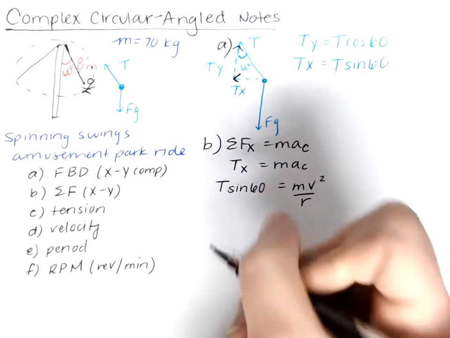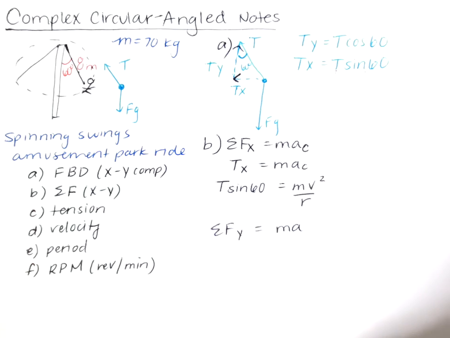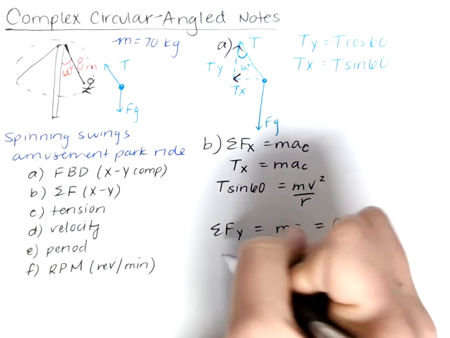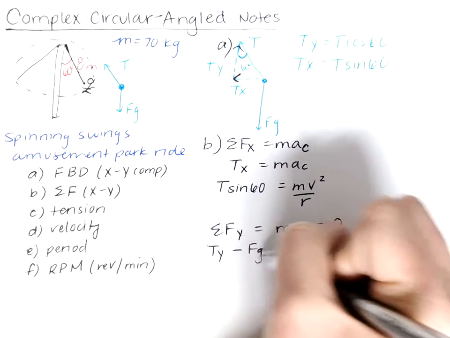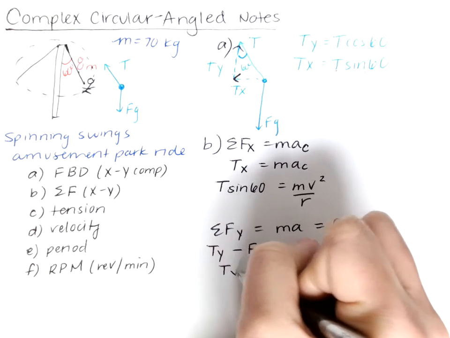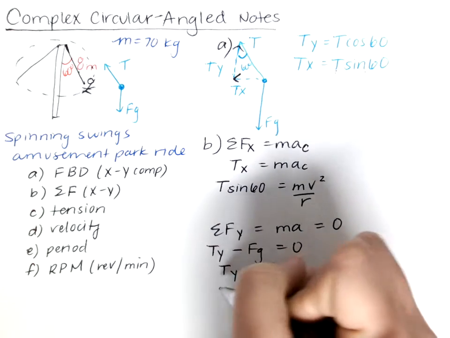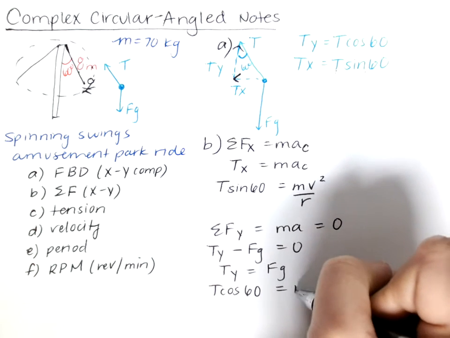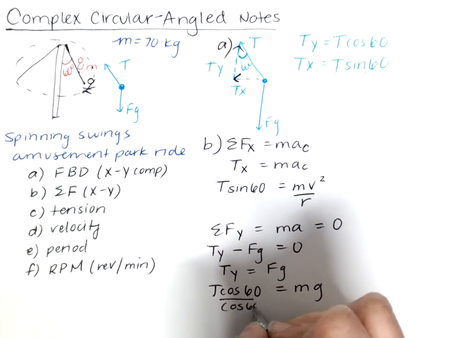We're going to leave that be for a moment and do our y equation. The person is not accelerating in the y direction, so that's going to equal 0. Our forces are: tension y is up, so it's positive, and force of gravity is down, so it's negative, equals 0. That must mean that tension in the y direction is equal to the force of gravity. So let's substitute. We know tension y is equal to T cos 60, which is equal to mg. If we want tension, we can just divide by cos 60.